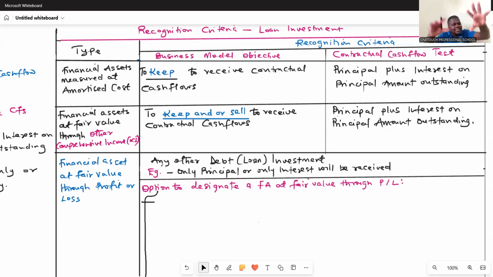Yes. Okay, can you explain in Ewe for us the option to designate a financial asset at fair value through P&L? Sarah Bell, no. But do you understand what we are doing? Sarah Bell, I joined not long ago. Okay. Honorable Eunice, you can speak for us. You can unmute and talk. Okay, I want to try in Ga and see. Okay.